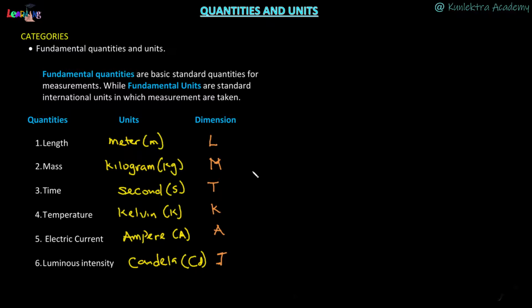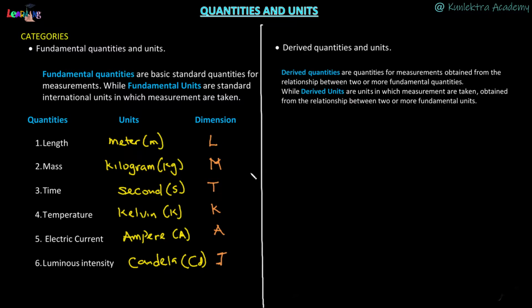Now, what's the second category of quantities and units? The second category is derived quantities and units. What are derived quantities? What are derived units? Derived quantities are quantities for measurement obtained from the relationship between two or more fundamental quantities. Derived units are units in which measurements are taken, obtained from the relationship between two or more fundamental units.